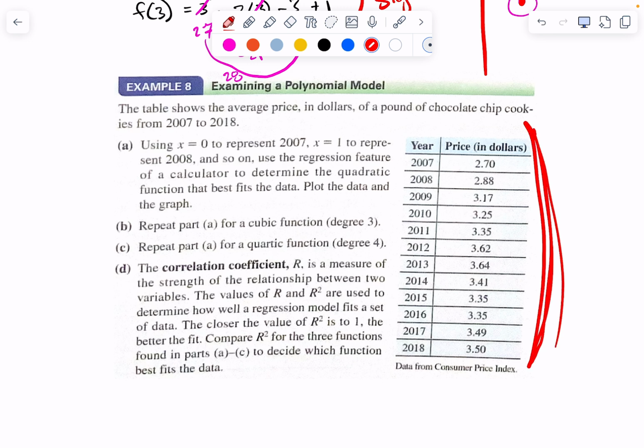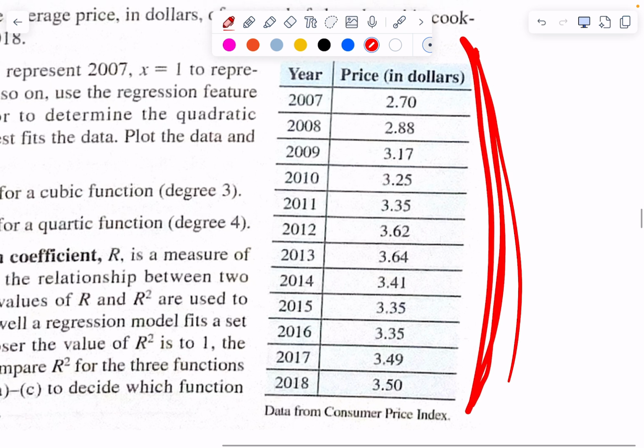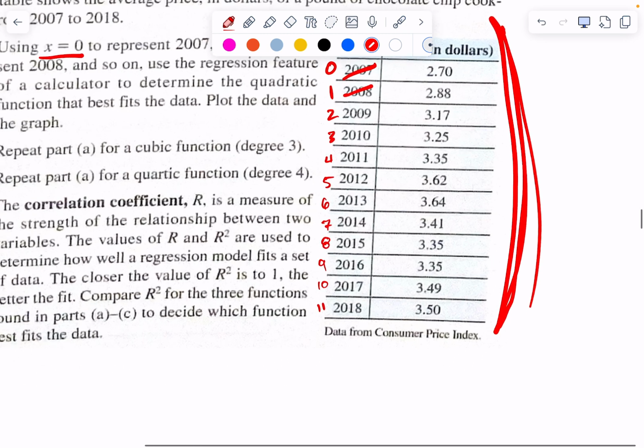But first things first, if we look at part A, it says using x equals 0 to represent 2007. So in the graphing calculator, we're not going to type in 2007 in the x column. We're going to type in 0. This is going to be 1 and 2 and 3 and 4 and 5 and 6 and 7 and 8 and 9 and 10 and 11. Okay? All right. So we're typing all those in.